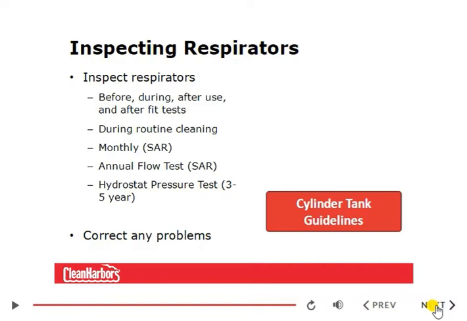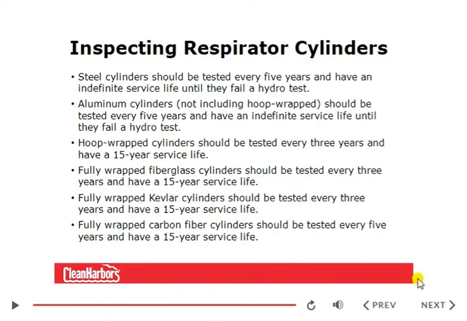Click the button on the slide for SCBA cylinder tank inspection guidelines. Shown here are the cylinder inspection guidelines. After reviewing these guidelines, advance to the next slide for a short video on how to inspect your respirator.